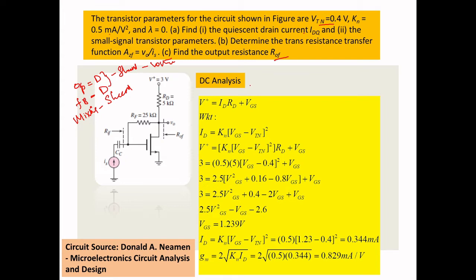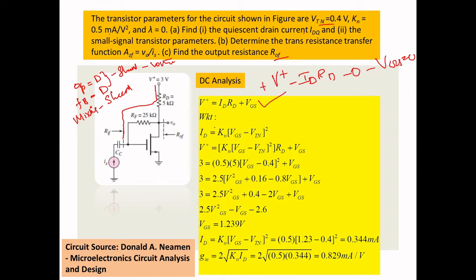To find the DC analysis parameters, first I'll start with the VGS. To find VGS, I want to apply KVL in this path. When you apply KVL in this path, you want to remember the MOSFET gate current is 0. So you will not take this RF because the current in the gate will be 0. So once you apply KVL to this, what will you get? V plus minus ID RD minus 0 minus VGS equal to 0. When you rewrite this, you will get this equation.